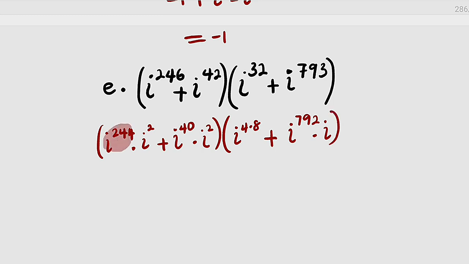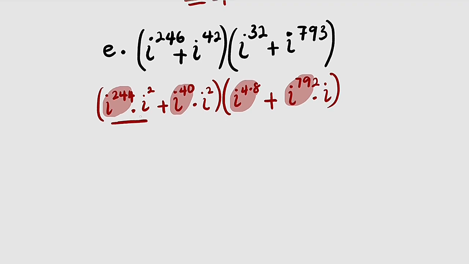We have 1 here, 1 here, 1 here, 1 here. Okay, let's further simplify. We have 1 times i squared, and i squared is -1. So we have -1 plus, this is 1, i squared is -1. So we have -1 here, -1. The whole of this multiplied by, this is 1 plus, this is 1 times i. 1 times i is i.